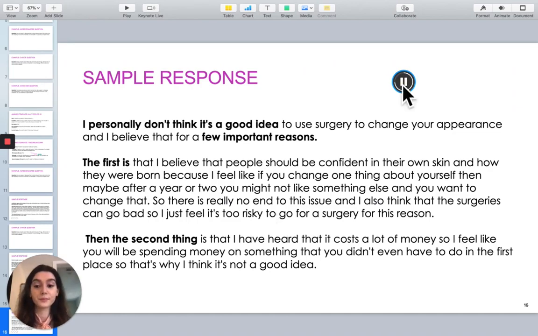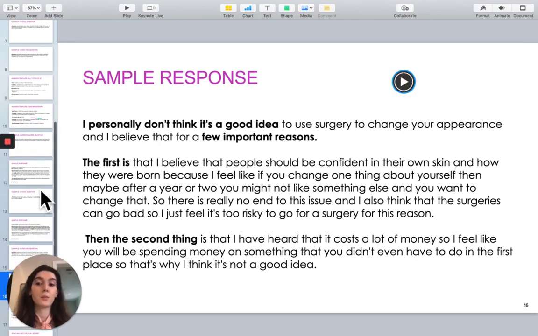The second thing is that I've heard that it costs a lot of money, so I feel like you will be spending money on something you didn't even have to do in the first place. So that's why I think it's not a good idea. See? So remember that if you are someone who needs a 26, you don't really need to give a conclusion at the end. There's no point wasting 5 seconds even to say, these are the 2 reasons why I think this way. No need of doing that, but rather use that time to really develop on your idea.